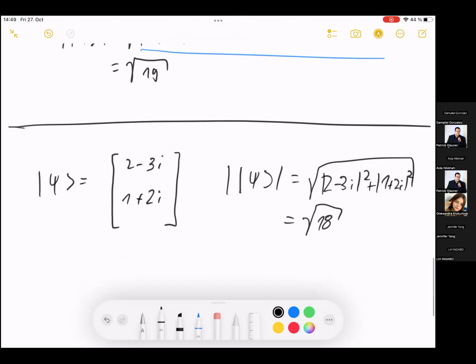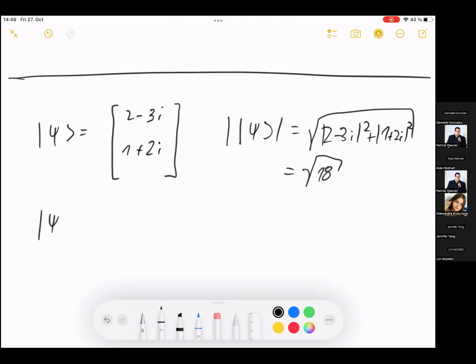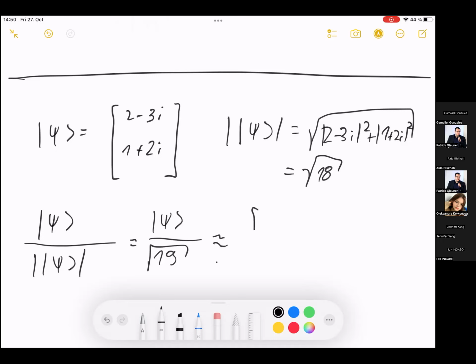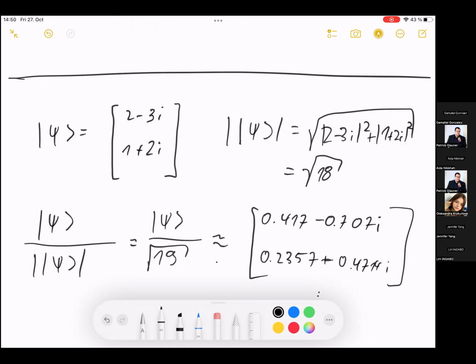And now if I want to normalize psi ket, I divide it by the length of the vector, then I would have my vector psi ket divided by the square root of 19. Approximately, this would lead to something, but just approximately, 0.417 minus 0.707i, and the next entry would be something like 0.2357 plus 0.4714i, just approximately. But you're all familiar with how to normalize a vector, something you learned in linear algebra.